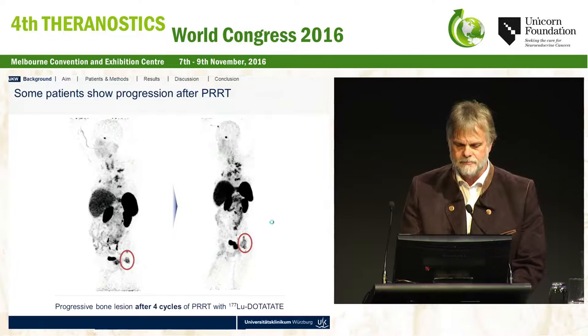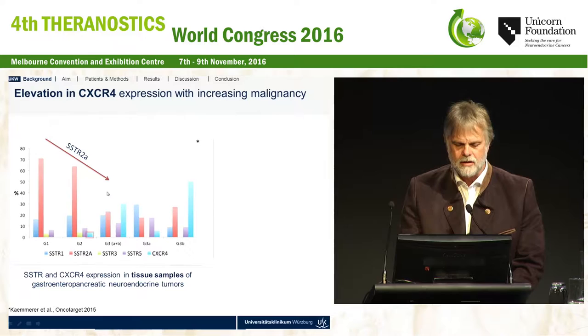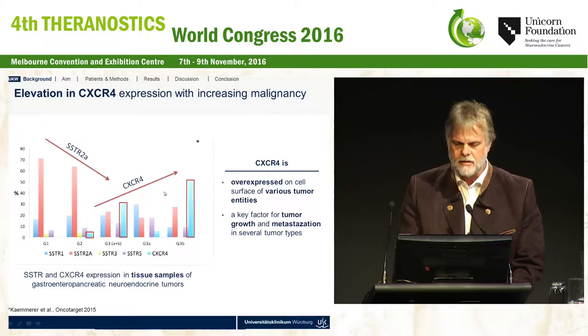Also, there's a nice paper showing that SSTR receptor expression and CXCR4 expression in tissue samples of gastroenteropancreatic neuroendocrine tumors show different behavior. The number of SSTR receptors goes down with increasing grading, and the CXCR4 expression in tissue samples increases. We know that CXCR4, chemokine receptor 4, is overexpressed on the cell surface of various tumor entities, and it's a key factor for tumor growth and metastasization in several tumor types.